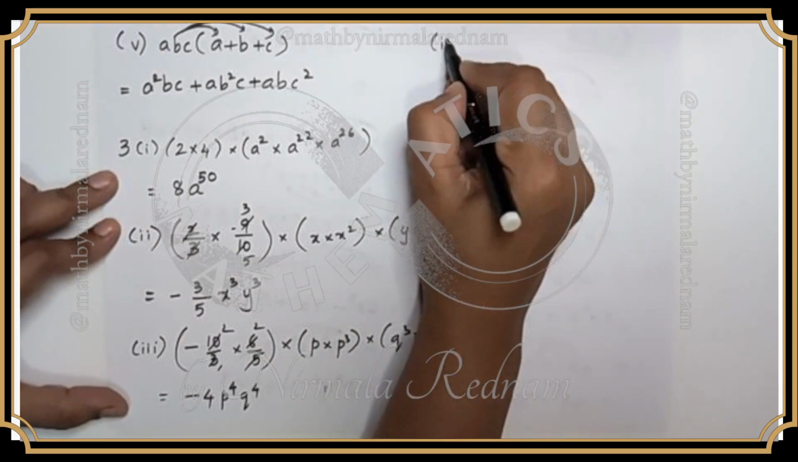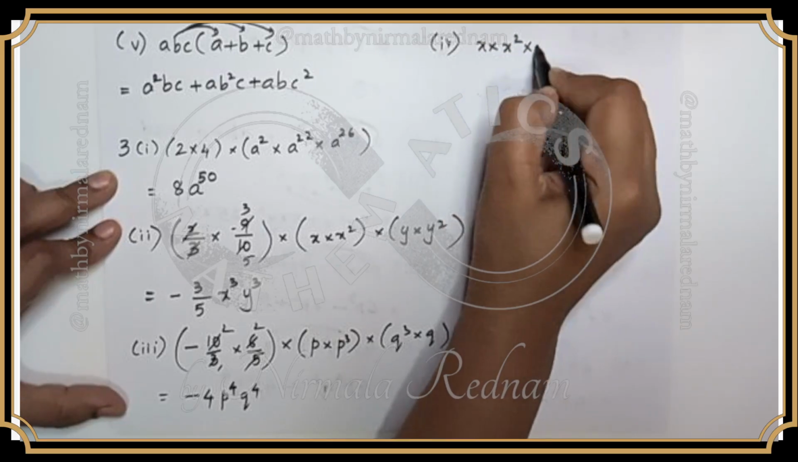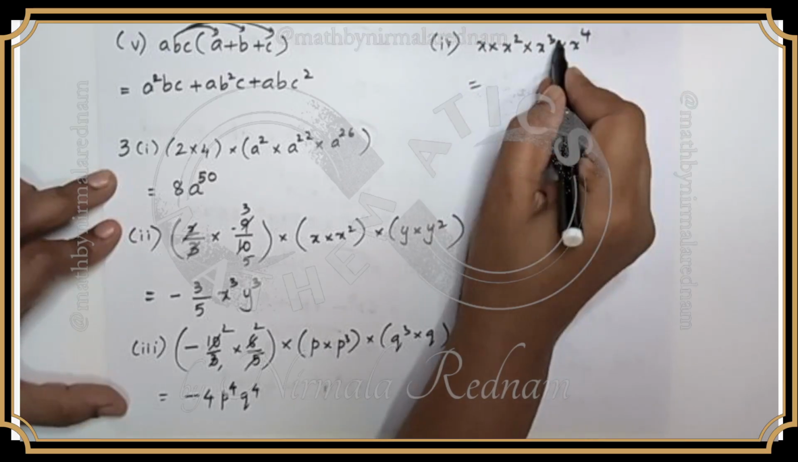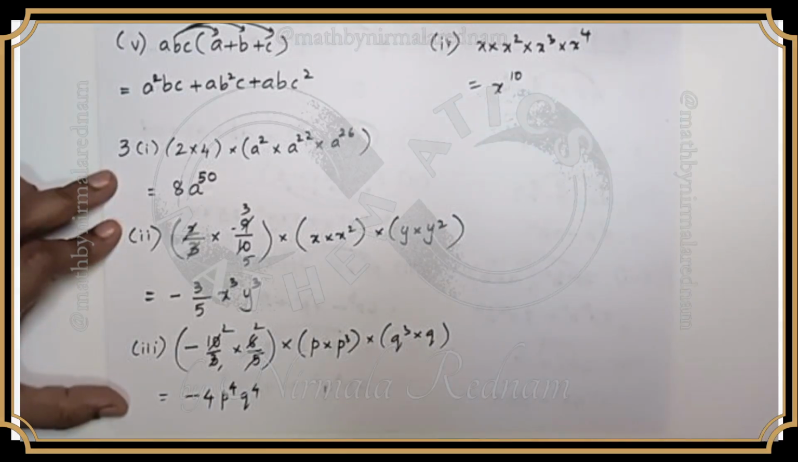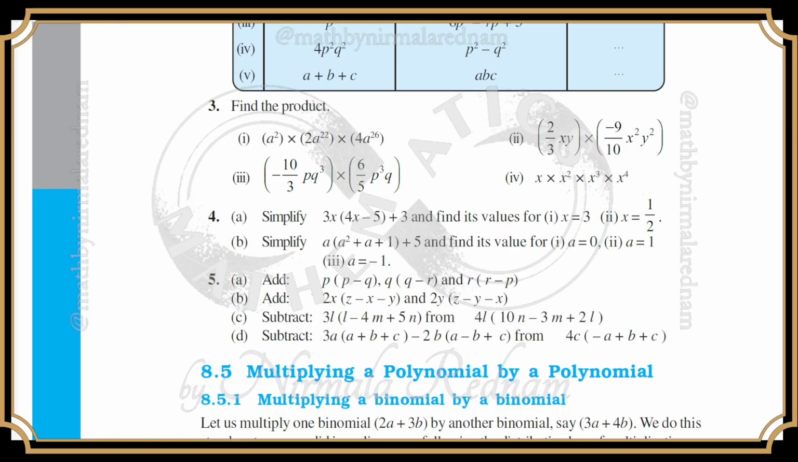Next, fourth question is x into x square into x cube into x power 4. How many x's do I have? 1 plus 2, 3, 3 plus 3, 6, 6 plus 4, 10. So x power 10 is the answer. So these are the questions from the third sum.